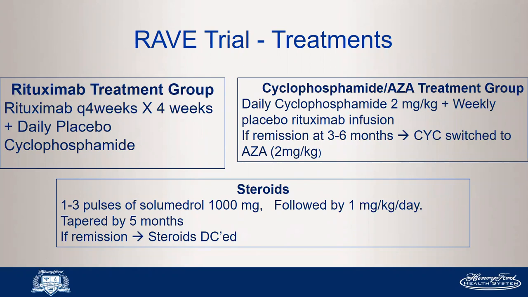If remission was achieved at 3 to 6 months, they switched the cyclophosphamide to azathioprine, which is standard of care. Both groups had the steroid taper: 1 to 3 pulses of Solu-Medrol, 1,000 milligrams each, so say they got 3 grams, followed by 1 milligram per kilogram daily, tapered by 5 months, and if remission was achieved, steroids were discontinued. So in the rituximab group, at 6 months, if remission was achieved, they were not on any therapy after. The steroids were discontinued, they finished the rituximab. The cyclophosphamide group, if they achieved remission, were tapered off of steroids, but continued on the azathioprine.